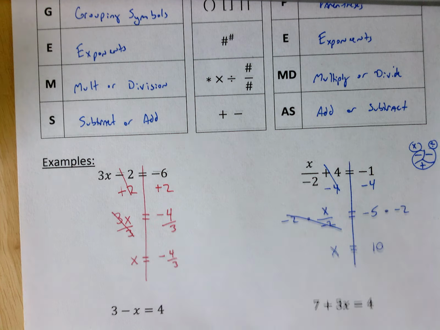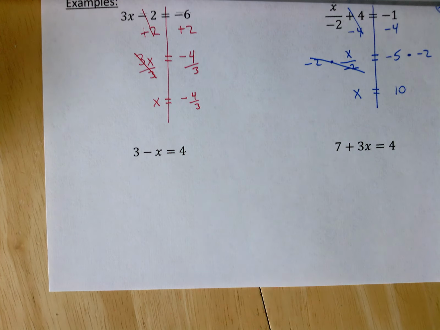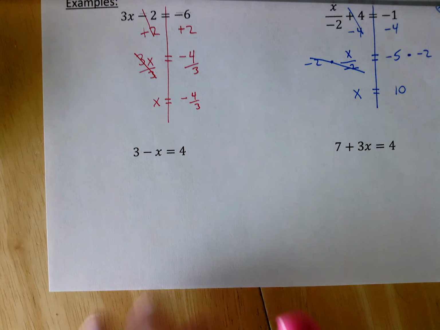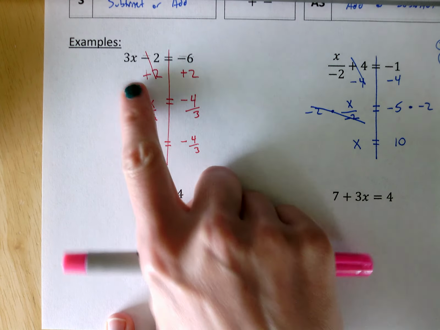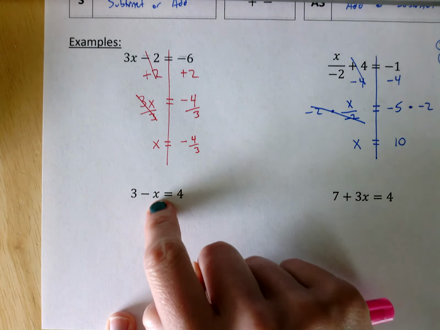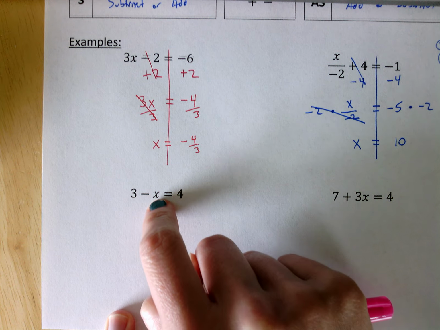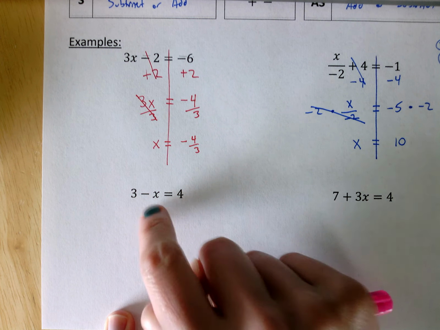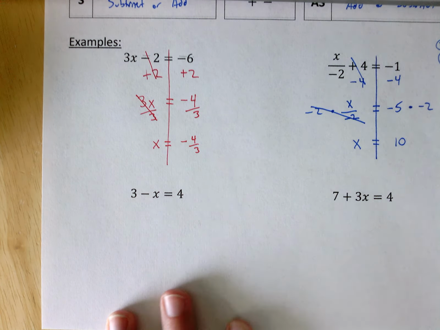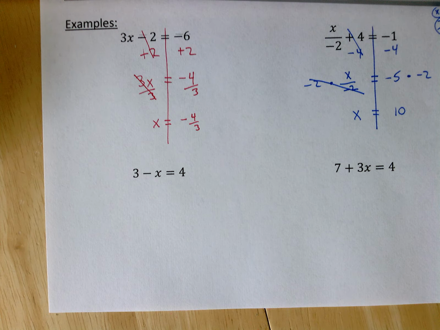All right, moving on to this guy. Now this guy is a little bit weird because unlike these ones, the x was in the front, and here it's not in the front. That throws people off sometimes when the x isn't the first thing. But it's okay, we're still going to follow the same steps.